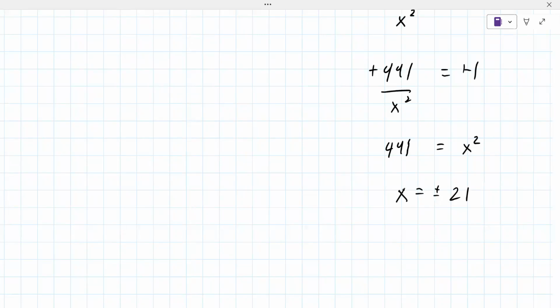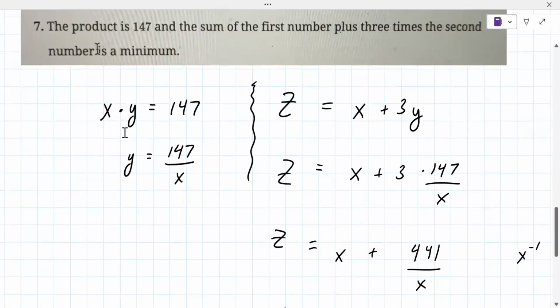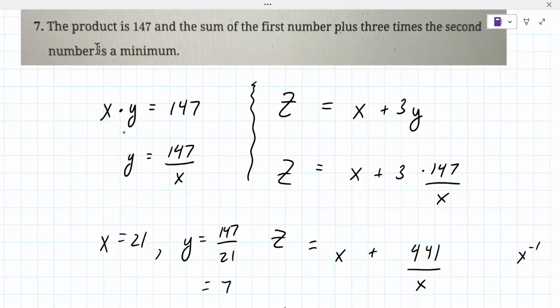And so that is the answer to one of the numbers. Because typically you got to get both. So the product is 147. So if X is 21, then Y is 147 divided by 21, which ends up being 7. So we solve for X and then we put it back into the other equation. Yeah, it's kind of like solving a system of equations. You get one answer and then you substitute in to find the other.